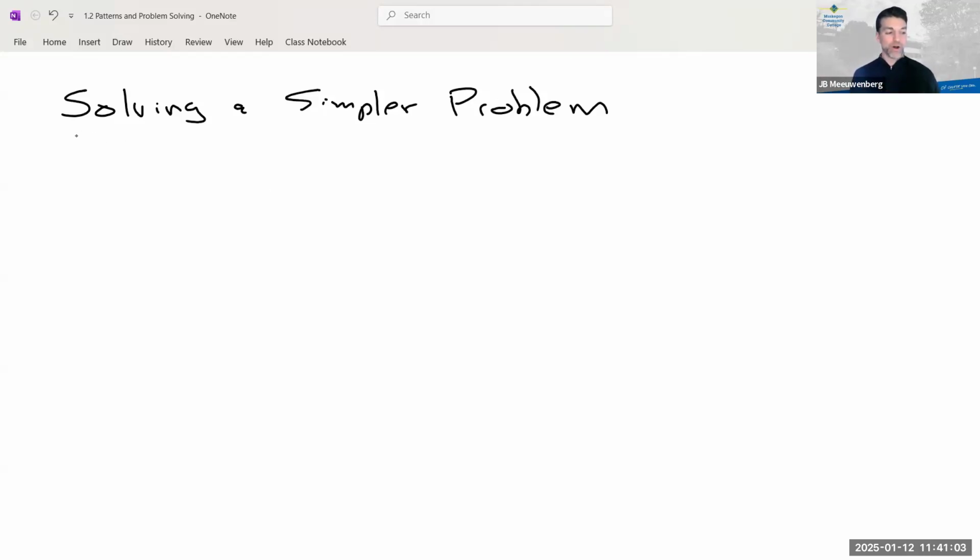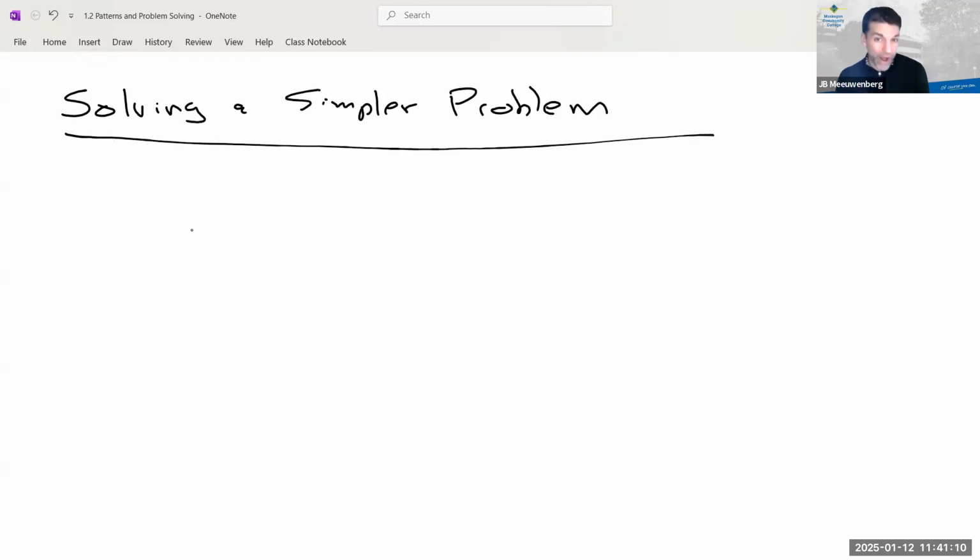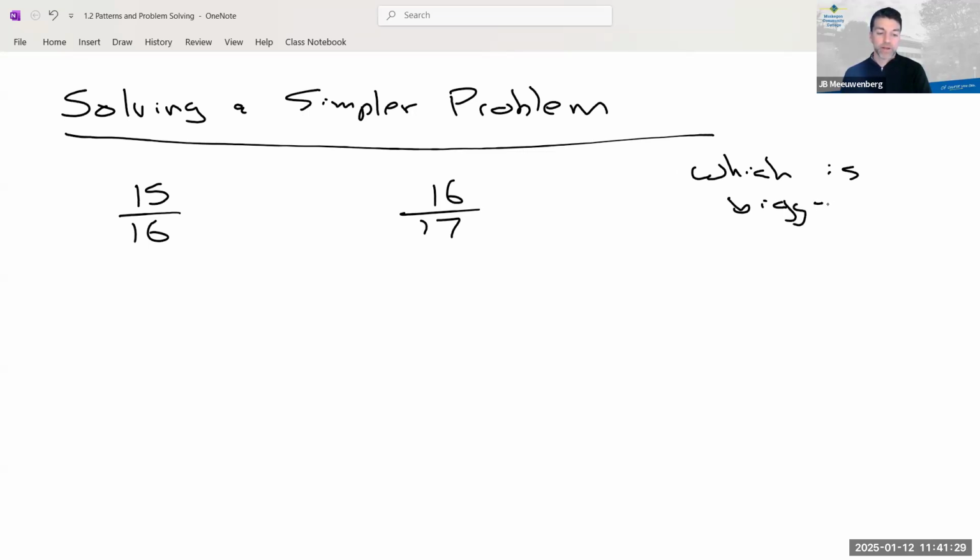An example that I often do when I'm teaching a class on basic mathematics is when we have to work with fractions. A common question is something like this. Here are 2 fractions, 15/16 and 16/17. Which of these numbers is bigger? Which fraction has a bigger value? And not everybody knows. Maybe you don't know, and that's okay.